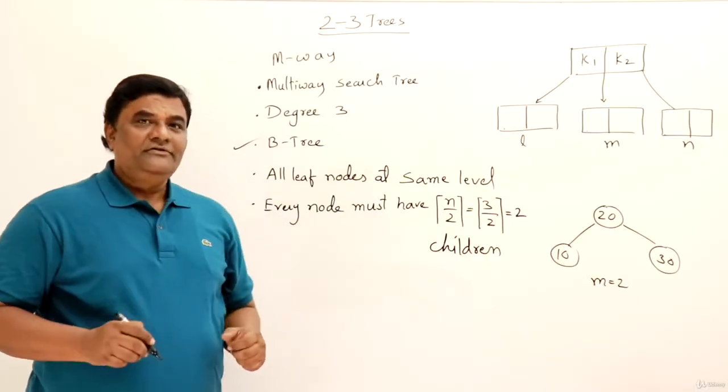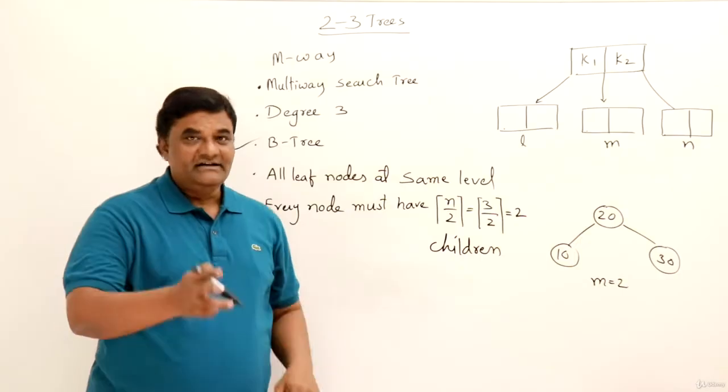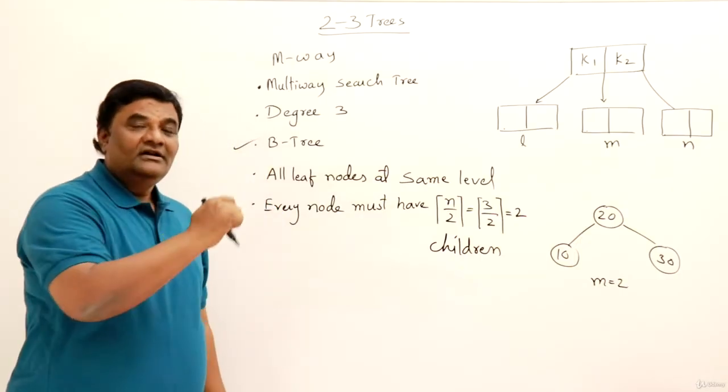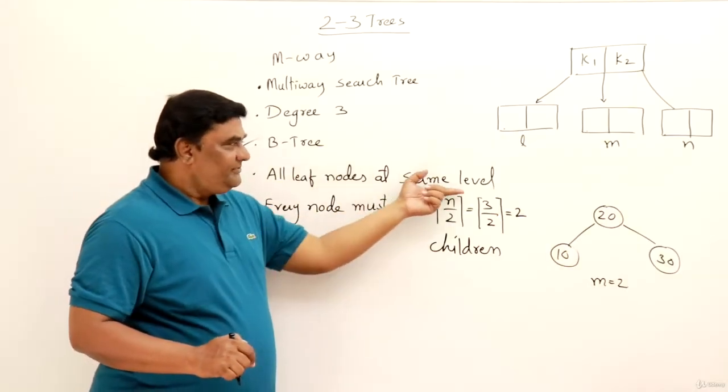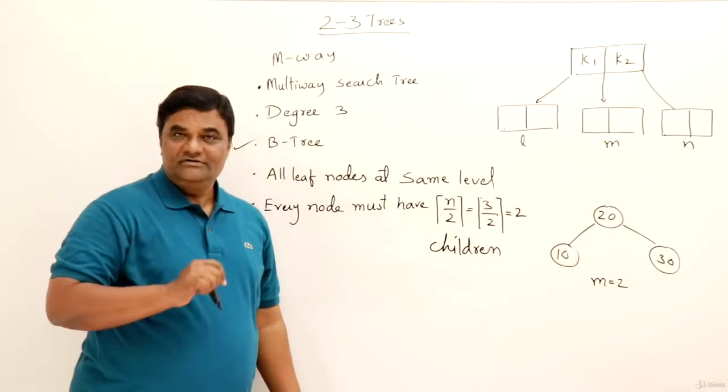So what are the rules of B trees? How can it balance the height? There are two rules that are applied on 2-3 trees also. Let us look at the rules. All leaf nodes should be at the same level. This is the first rule.